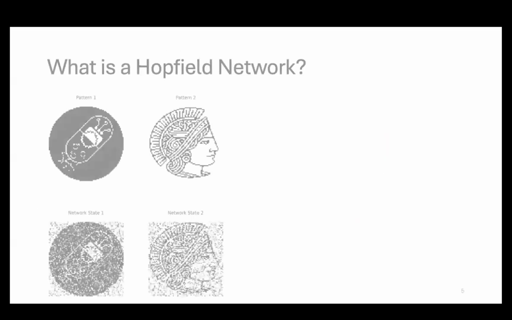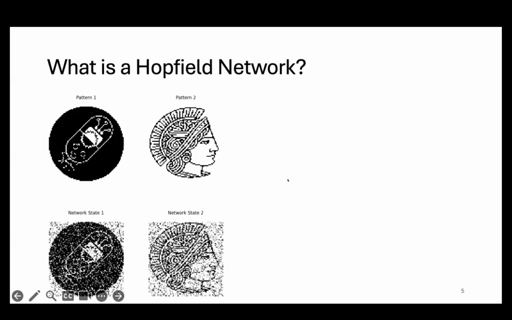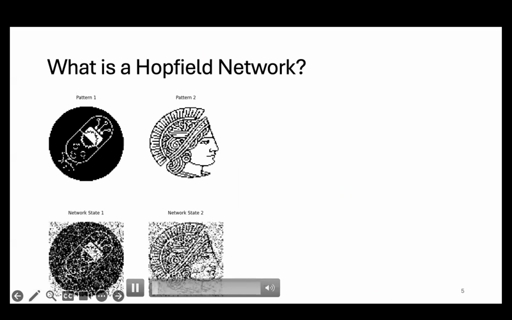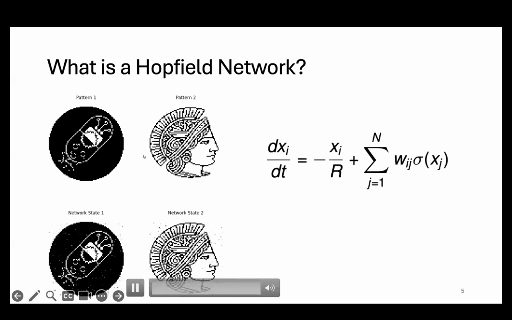And so the Hopfield network, how does it work? The network will memorize some given patterns. So here, for example, we have two patterns. And then, depending on the initial condition, it will eventually converge to one of these patterns. So here we start with a noisy pattern, and we arrive at one of the logos.